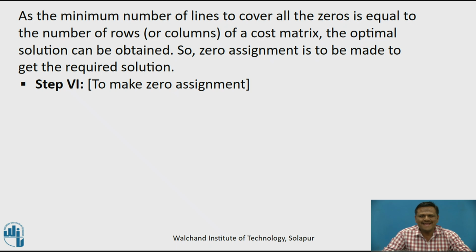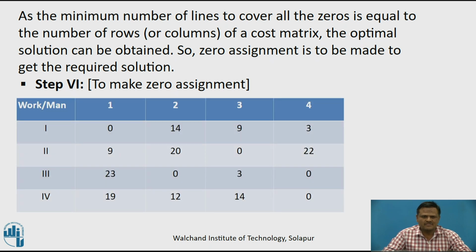Therefore, we get the optimal solution, because if the minimum number of lines drawn is equal to the number of rows or columns of a cost matrix, that will ensure the existence of an optimal solution. Now to obtain the required solution, we need to proceed to zero assignment. Now in this particular step, we will see how to make zero assignment.